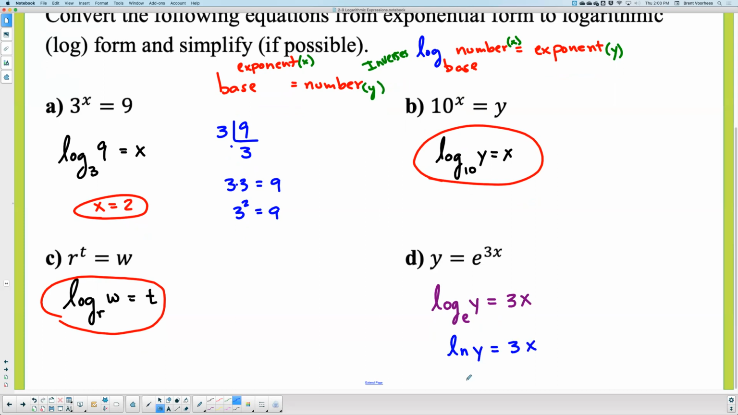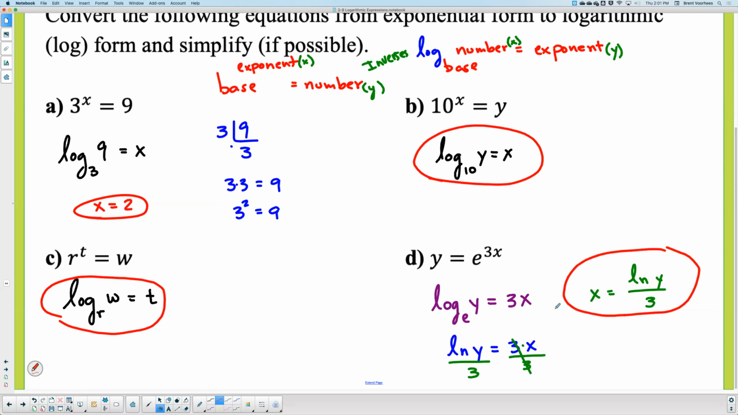3x. Now there's one more thing I could do to simplify further. What's the 3 doing to x? How could I get that x isolated? I would divide. The opposite operation, the inverse operation, would be division. And so we'll have x equals natural log y all divided by 3. Write it like this: x equals natural log y, all divided by 3, like that. That would be your answer.